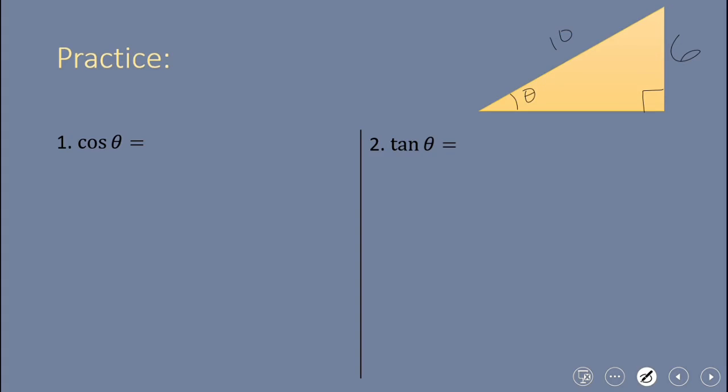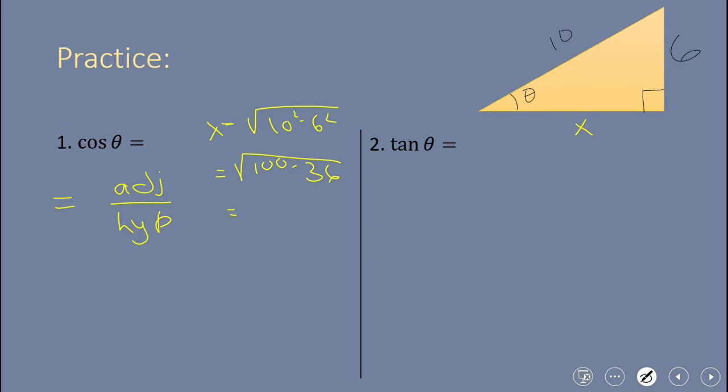The first question asks for the value of cosine theta. Cosine equals the adjacent divided by the hypotenuse. As we see in this triangle, the adjacent, which is the side next to theta, is x. So to find x, we're going to use the Pythagorean theorem. So x equals the square root of 10 squared minus 6 squared, which will equal the square root of 100 minus 36. That will equal the square root of 64, which is 8.